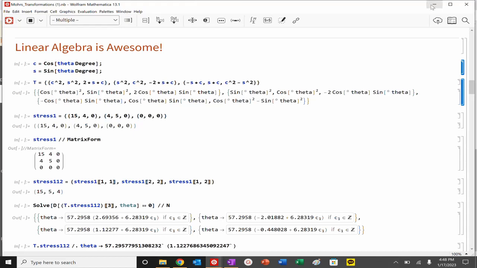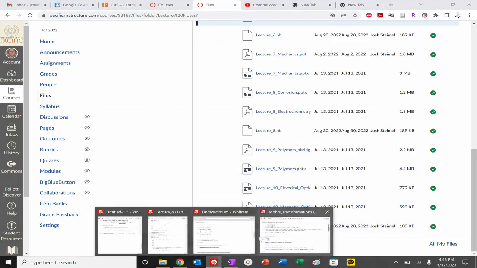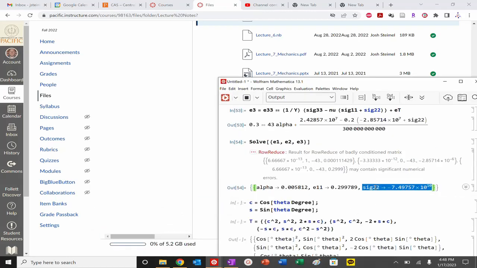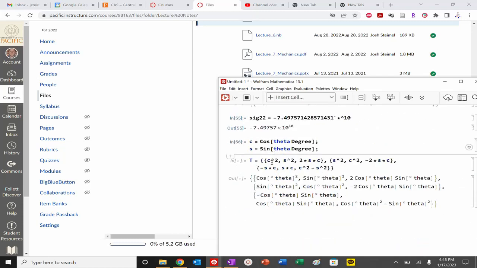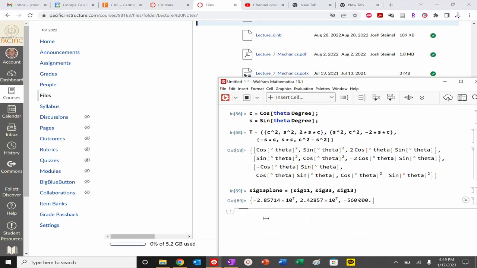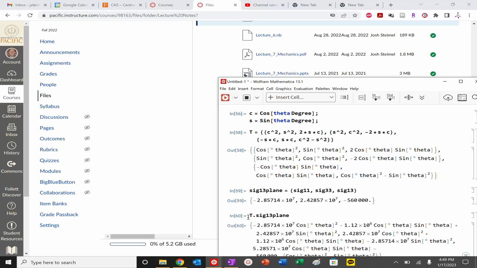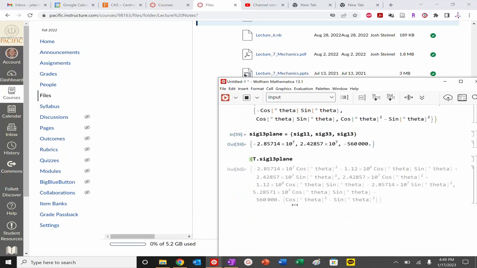And so I'm going to define right here, let's go back over here, let's define this. Sig 2,2 is equal to this now. So my sig 1,3 plane equals, I'm going to have sig 1,1, sig 3,3, sig 1,3. So that's the plane. So I need to solve what's the angle. So I need to do t dot sig 1,3 plane. And I want to pull out the third equation.